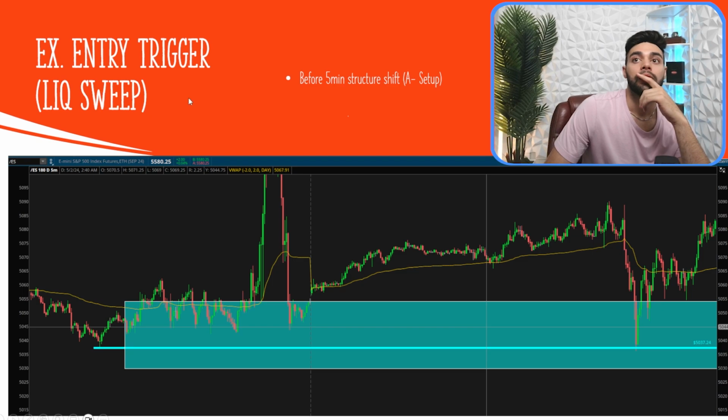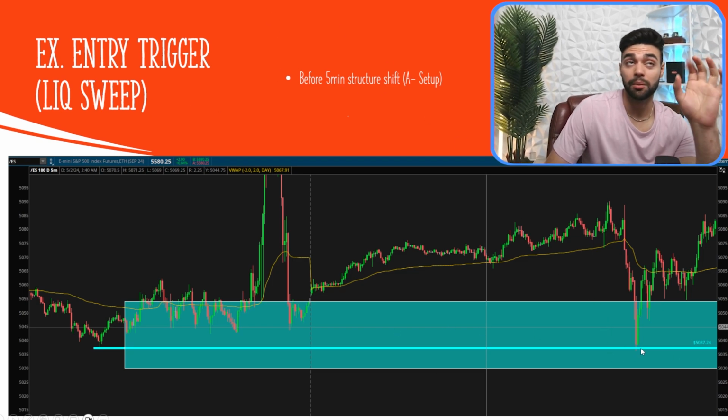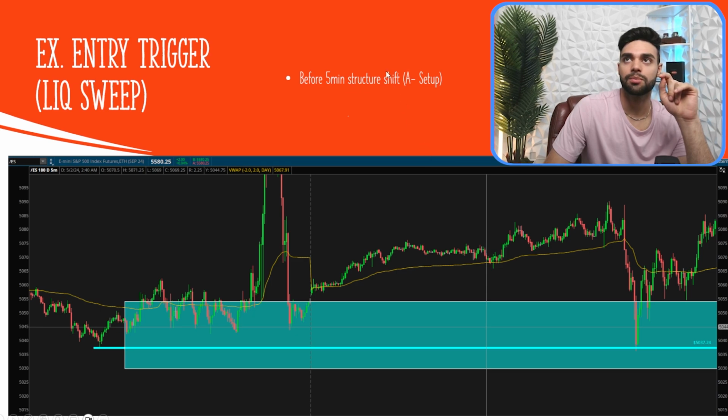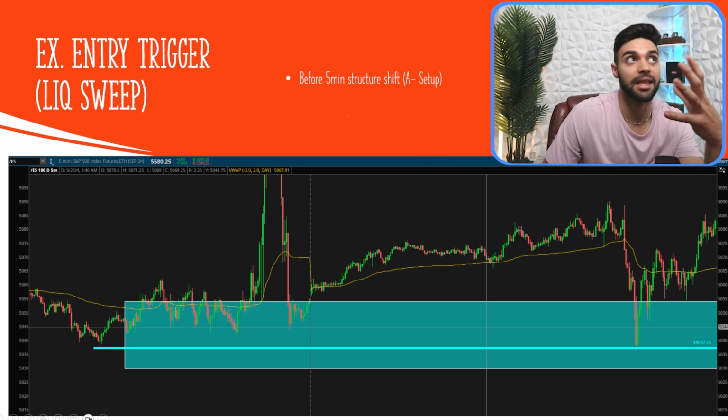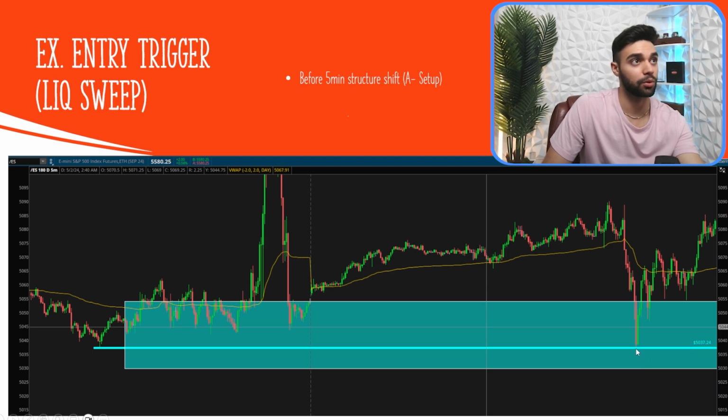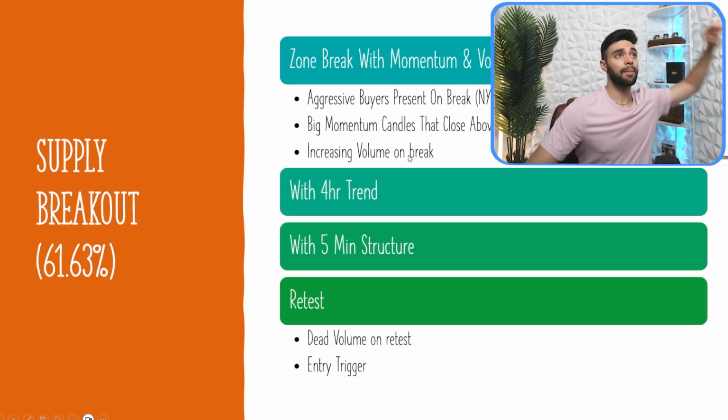Made those new highs. Now, right here, the entry trigger for this play would have been a liquidity sweep, but because that entry was before the 5-minute structure shift, it would have been A-. It's that simple, guys. It's that simple. There's a sweep of liquidity. Bam, there's the entry. Now let's talk about the breakouts.